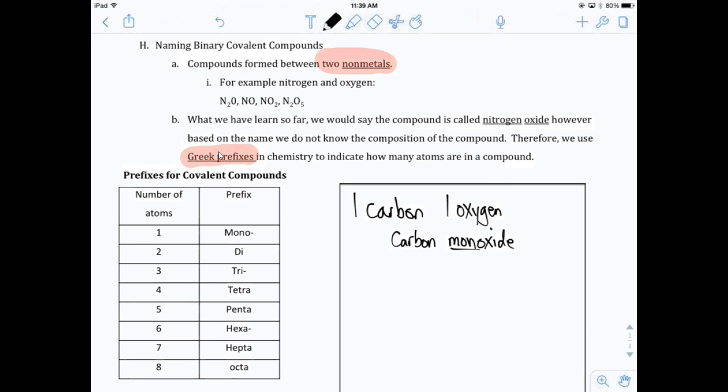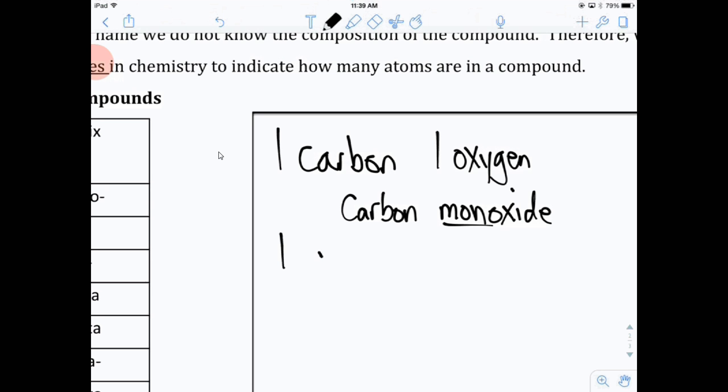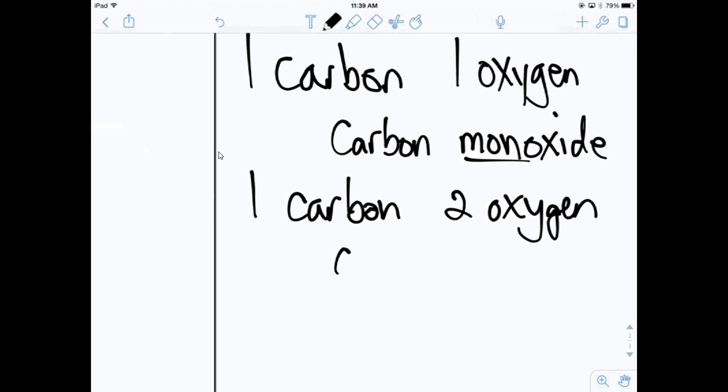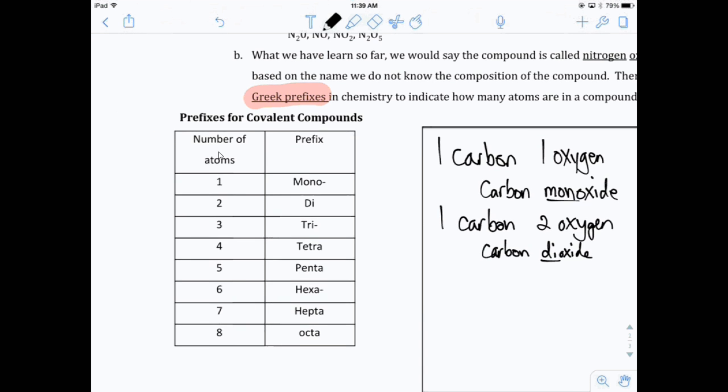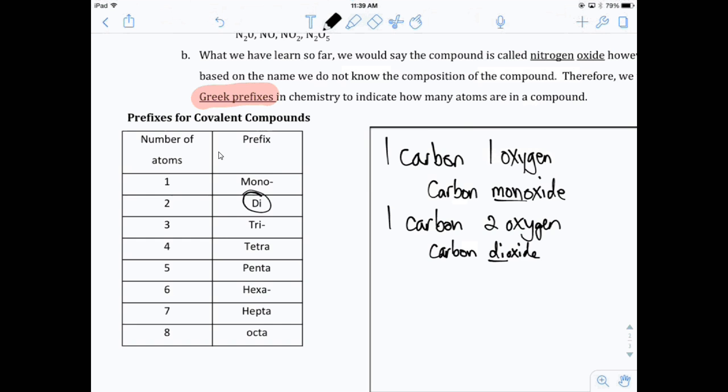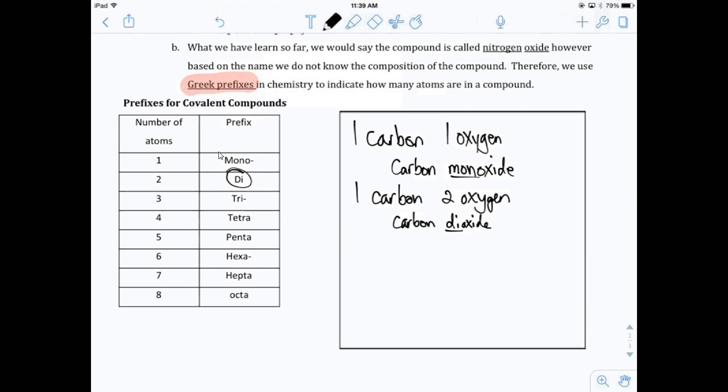So you should be able to look at the name of a compound right away and know what it's talking about. All right, how many are there of a covalent bond? All right, and so if it was one carbon and two oxygen bonded together, it would be carbon dioxide. Once again, the prefix there goes in front of, it would be 2 oxygen.